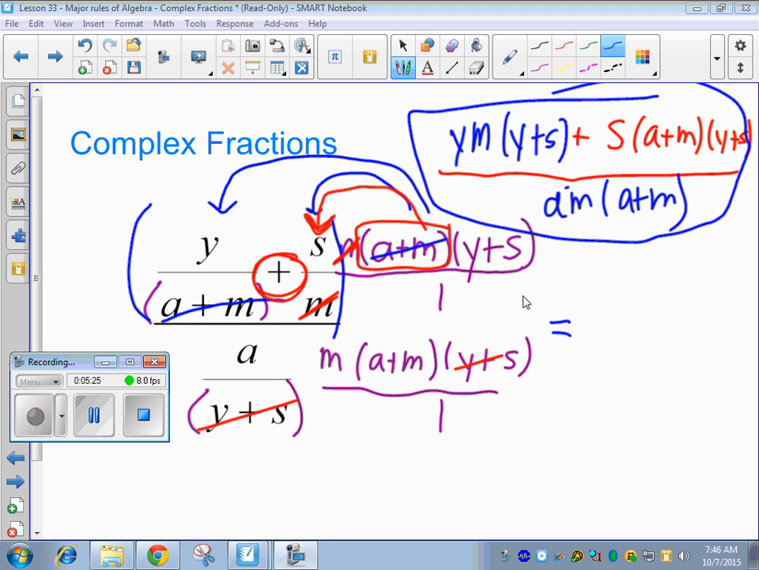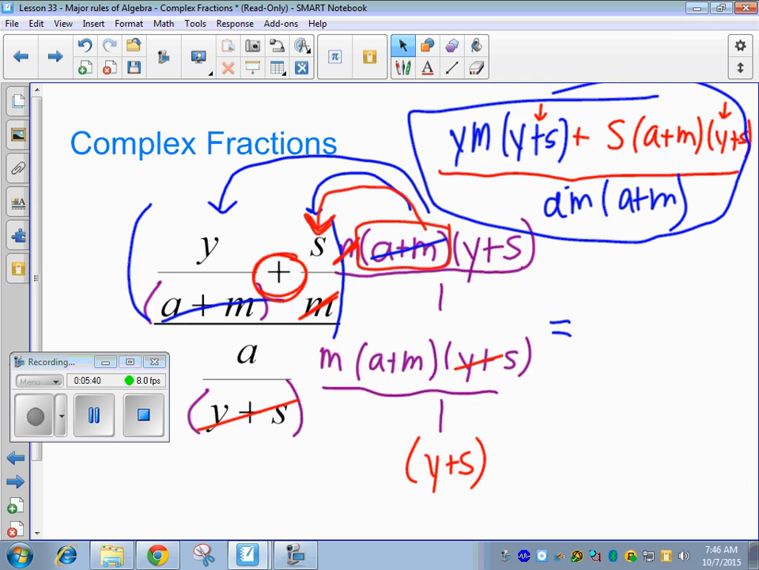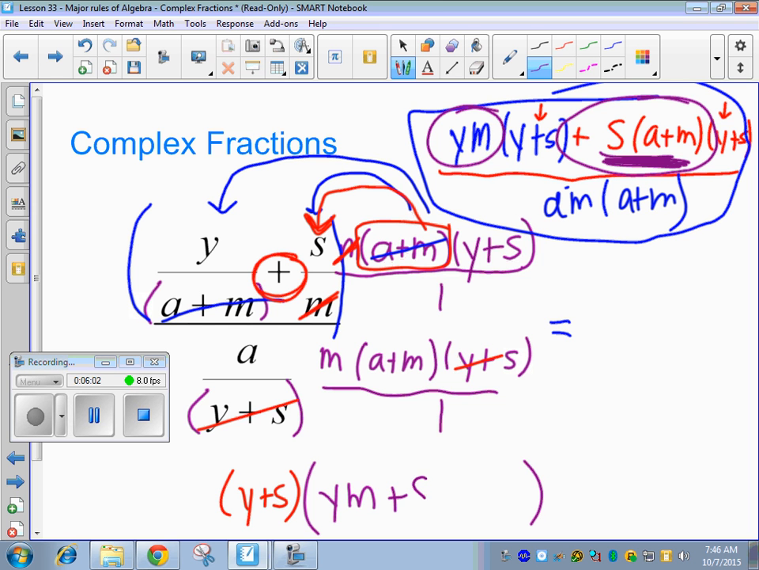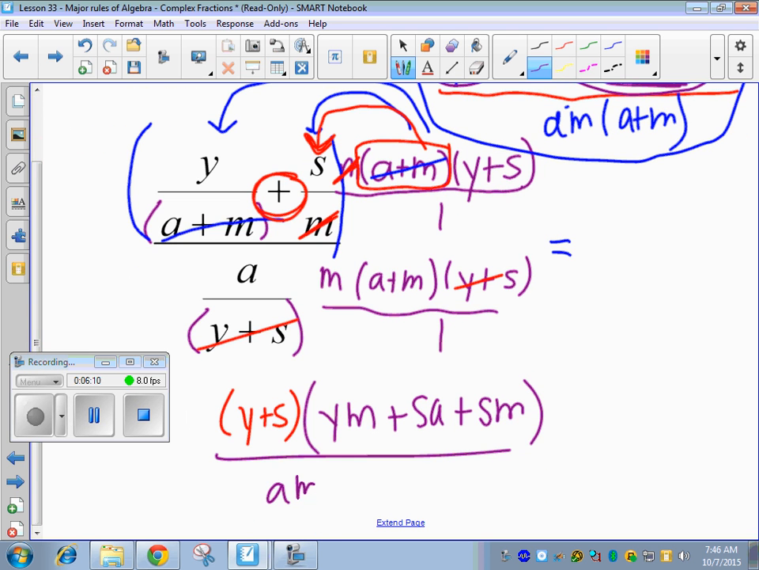This is weird, but they actually do factor out the common thing right here. The y plus s is common in the top. So what do I have left? We have this, and we have this, and this part they put all in one set of parentheses. So they factored out the y plus s, and then we have the ym here. And what's left here is this, and for some reason they distribute that out, so plus SA plus SM, and then it's all over the same thing that we just had, AM, A plus M. So you factor out the one common set of parentheses, and everything else goes in the rest of the set of parentheses.